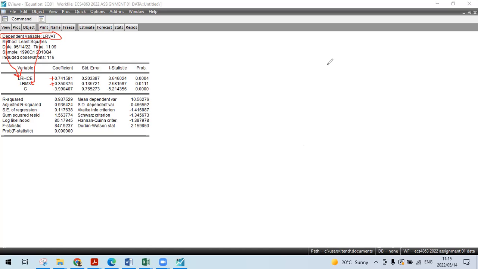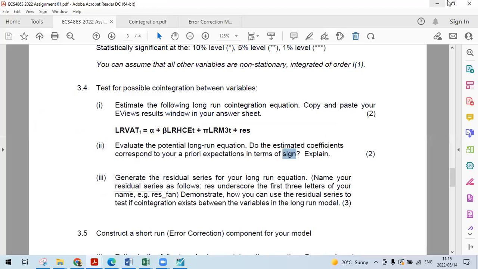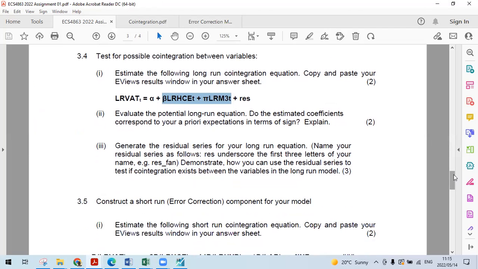So let's move on. If they say evaluate in terms of the signs, we can actually say there is a positive relationship between VAT and both these independent variables, and is indeed conforming to our a priori expectations. You can even put an explanation and you get 2 marks for that.